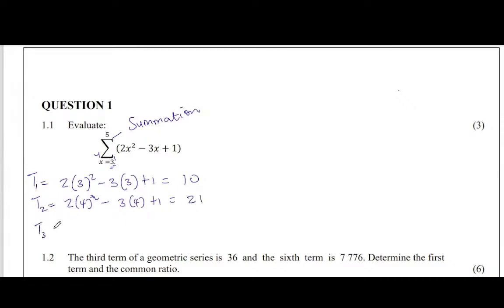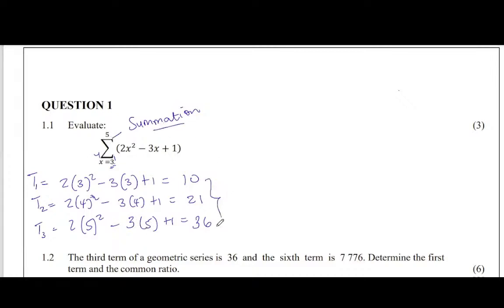And then the last term, which is T3, that's where x is 5. So it's 2 times 5 squared minus 3 times 5 plus 1. So that's 5 squared is 25, times 2 is 50. 50 minus 15 is 35, plus 1. I get 36.